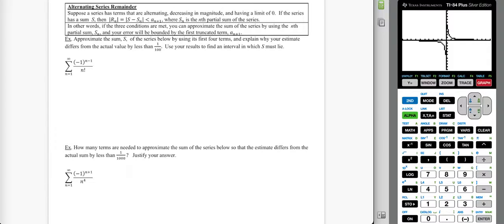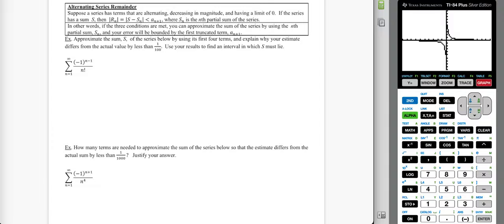At this concept of alternating series remainder, the blurb. Suppose a series has terms that are alternating, decreasing in magnitude, and having a limit of 0. Essentially, it's an alternating series. The part where it has a limit of 0 is confirming that it is a converging alternating series.